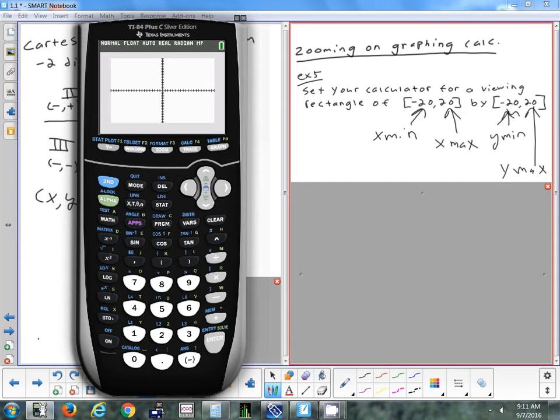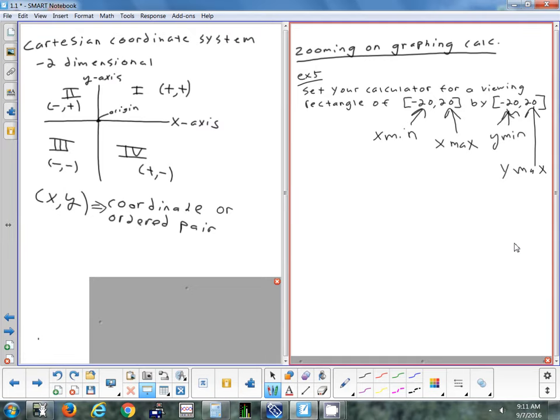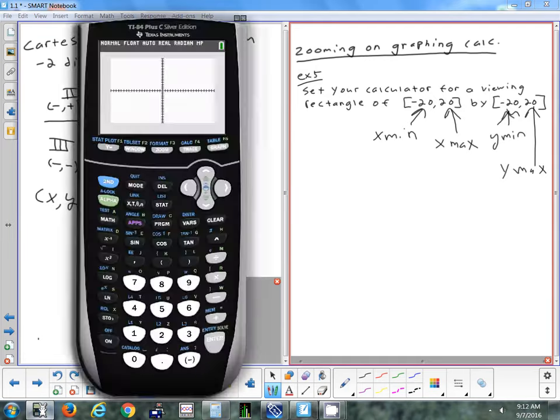So what's the distance across the x-axis? How many units am I seeing on the screen? 40 on the x, and how about on the y? 40. Okay. Any questions on how to change the window? Yes? To change the window?